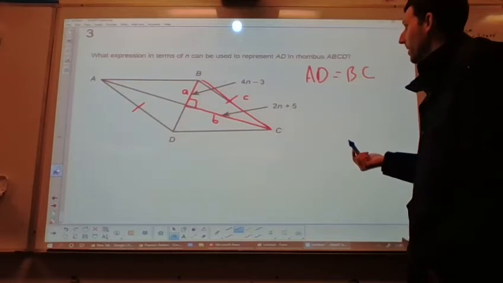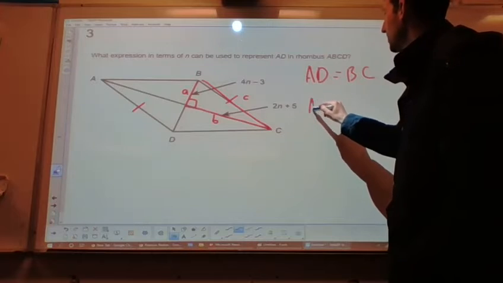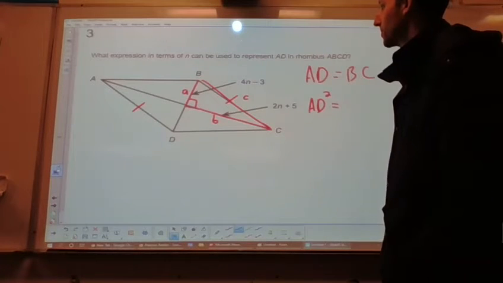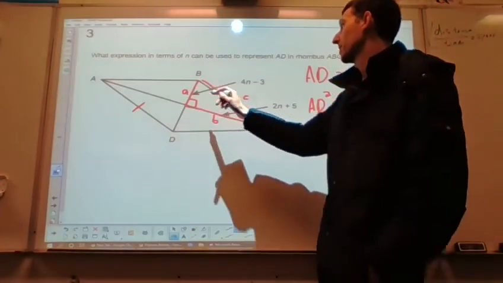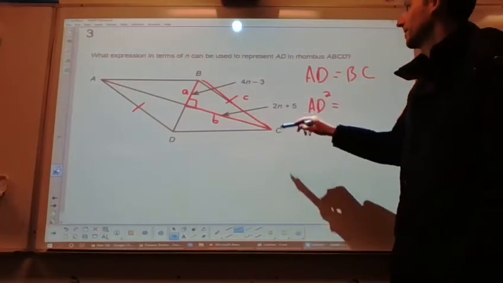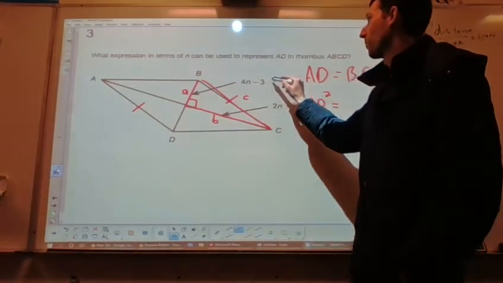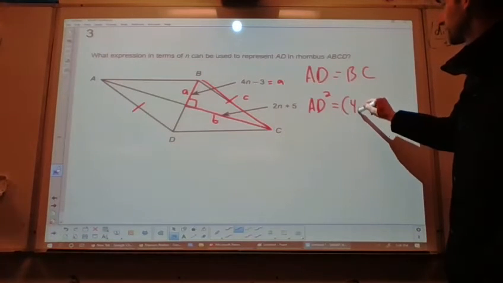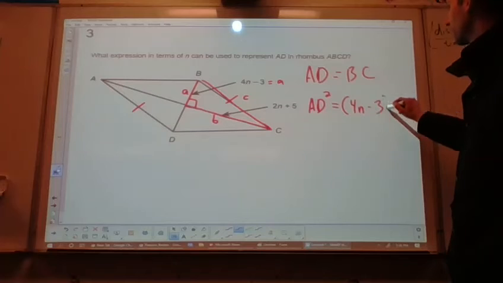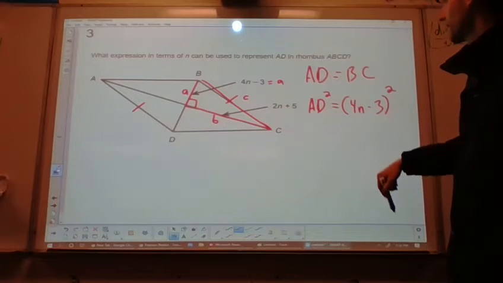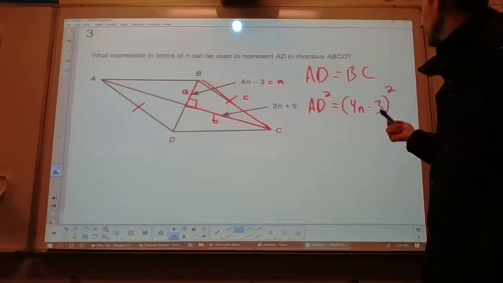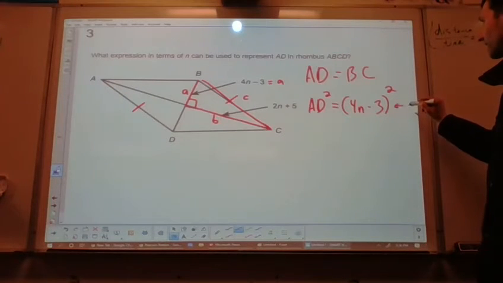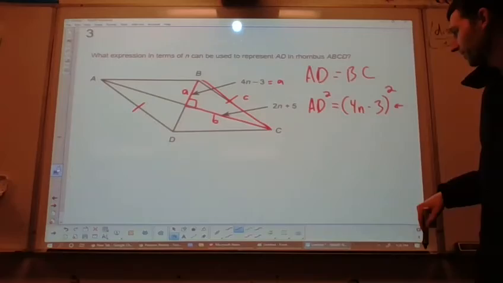Okay, so we can say AD squared, which is our C squared, is equal to A squared plus B squared. All right, now A is 4n minus 3. So I'm going to put that in parentheses, quantity 4n minus 3 squared, and then it's A squared plus B squared. All right, so that's A squared right there. That's the A squared part.